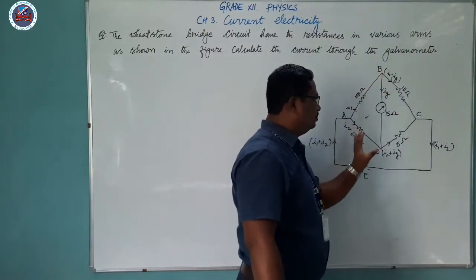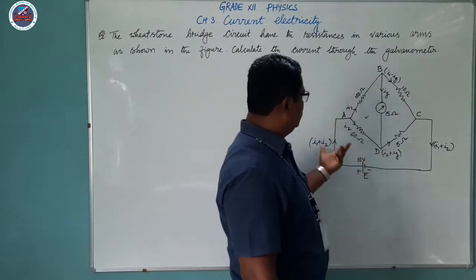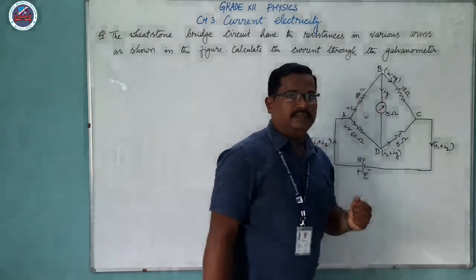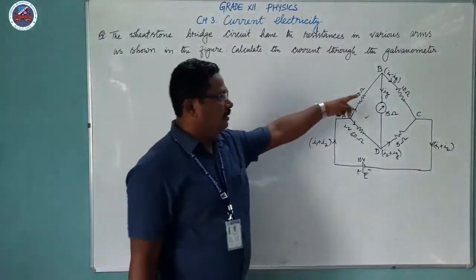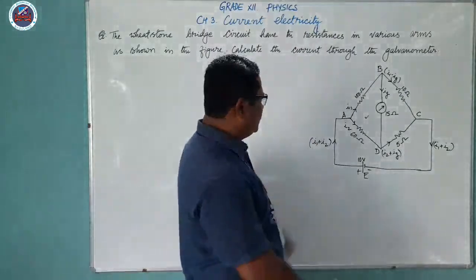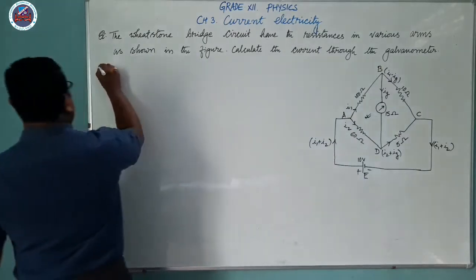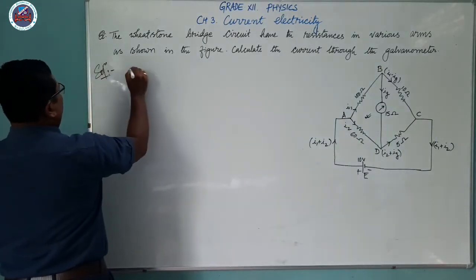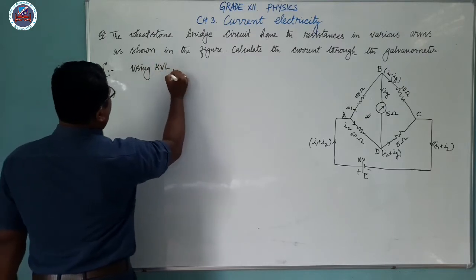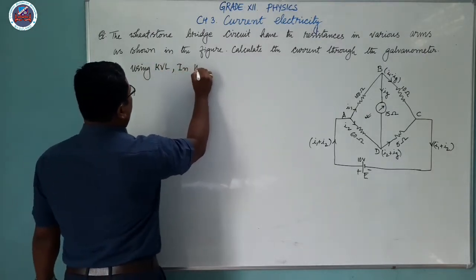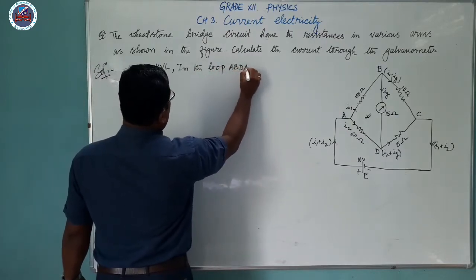In this case, the Wheatstone bridge is not balanced. So you cannot take P by Q equal to R by S. Then you won't get the value of Ig. So what we have to do is, using Kirchhoff's rules, find out the value of Ig. So let us take the loops one by one. Here A, B, D, A. Using Kirchhoff's voltage law in the loop A, B, D, A.